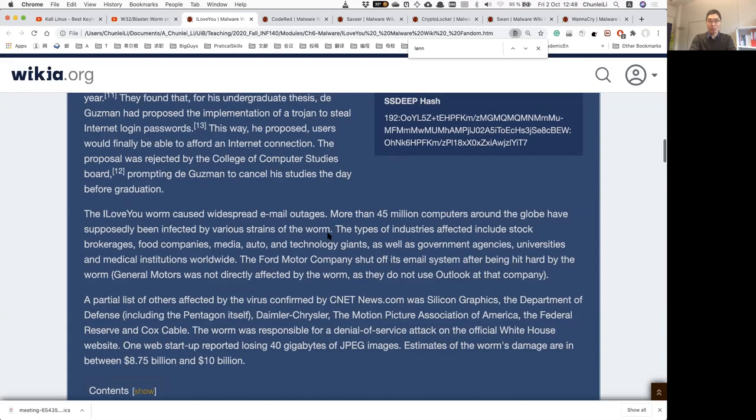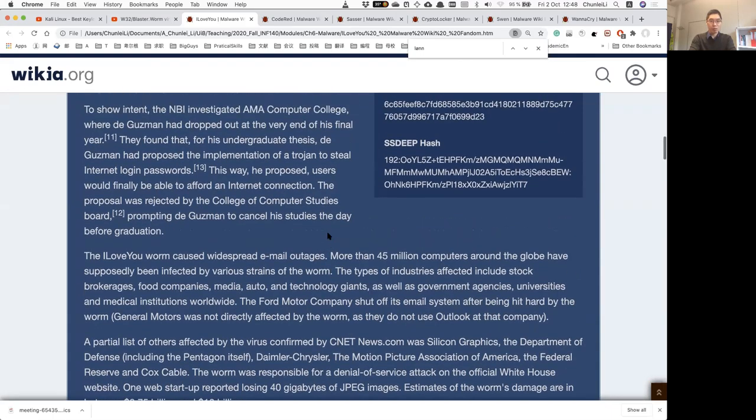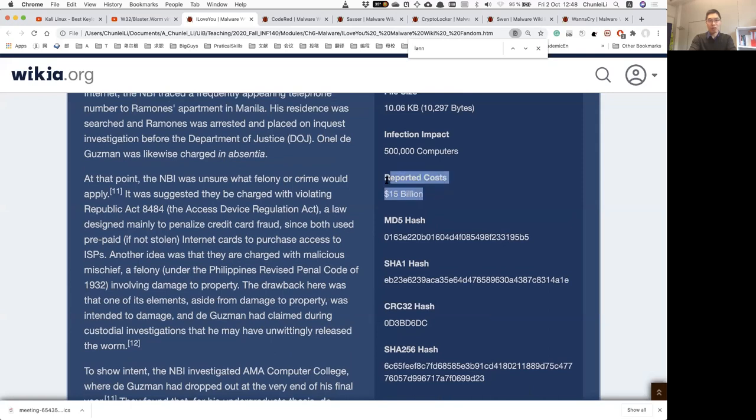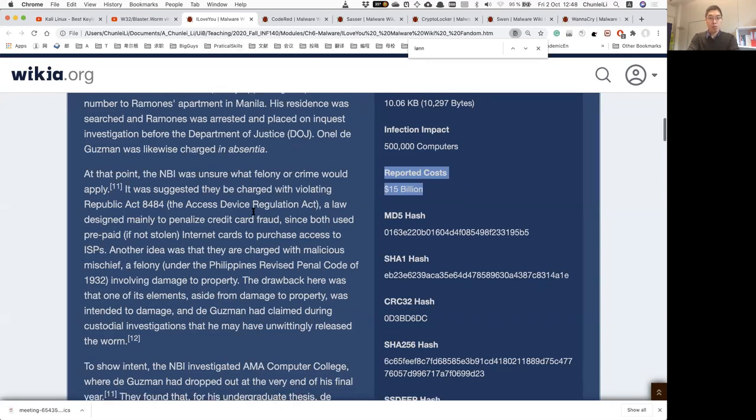Then he might have found some other collaboration with some young people who had already graduated. They wrote this, the I Love You one. And here you see its reported cost is around 50 million US dollars, and 500,000 computers got infected at that time. It's quite serious. This is the I Love You one.